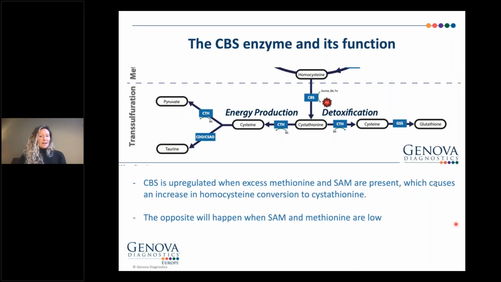So as you can see, there is an enzyme that interconnects homocysteine to cystathionine, and that's the CBS enzyme, which stands for cystathionine beta synthase. And this enzyme, as you can see, has 3 cofactor nutrients, and that's B6, iron, and serine. So CBS is upregulated when excess methionine and SAM are present, which causes an increase in homocysteine conversion to cystathionine. And the opposite will also happen when SAM and methionine are low.